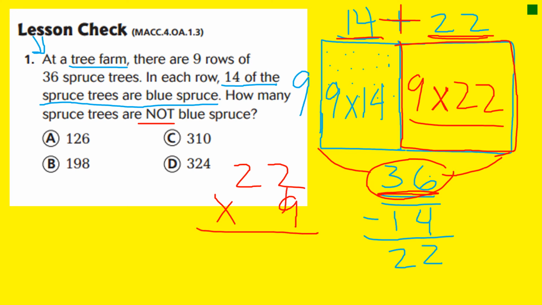Okay, 9 times 2. What's 9 times 2? Y'all, 9 times 2 plus 1, 18, 19. So how many are not blue spruce? 198. That is a big tree farm, isn't it? Okay.